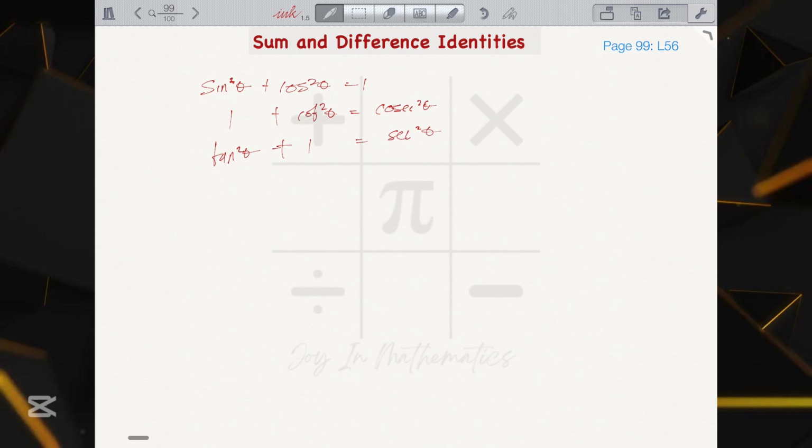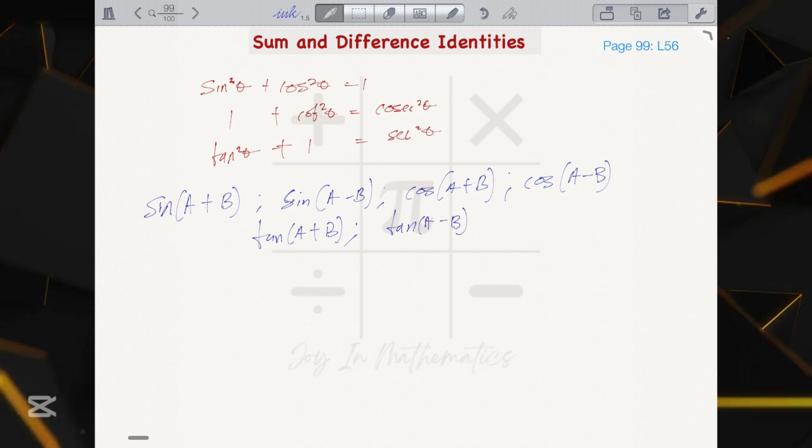Now I want to look at something very interesting. We want to consider the sum and difference identities. We will have expressions such as sine A plus B, sine A minus B, cos A plus B, cos A minus B. Similarly, we will have tan A plus B and also tan A minus B. So without further ado, let's get straight to business.